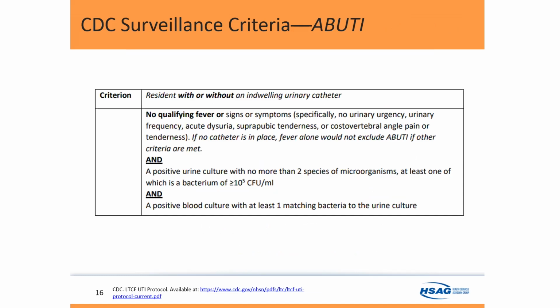Okay, and finally, the ABUTI. This can be either a resident with a catheter or without, none of those symptoms we've talked about, no fever, none of those symptoms, and then positive urine culture and a positive blood culture. And I think it's important to note that the organism must match between the urine culture and the blood culture. So if we've got E. coli in the urine and Pseudomonas in the blood, that's not going to qualify because we're looking at different organisms there.